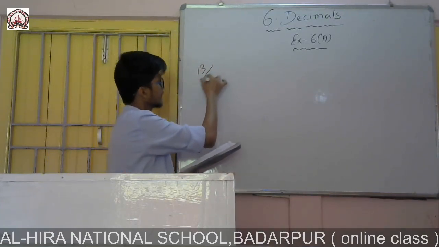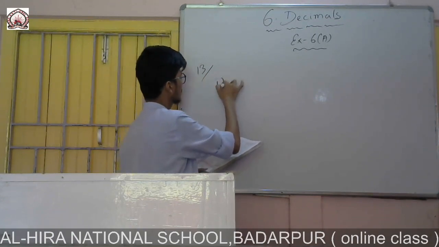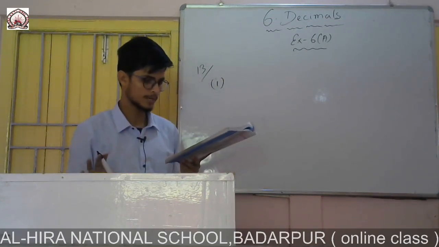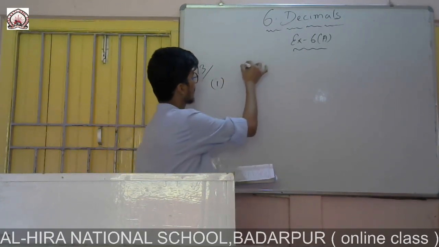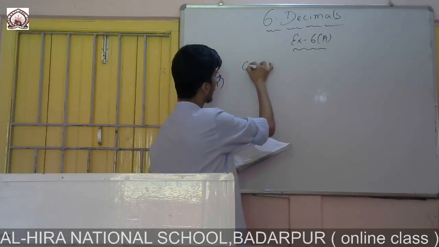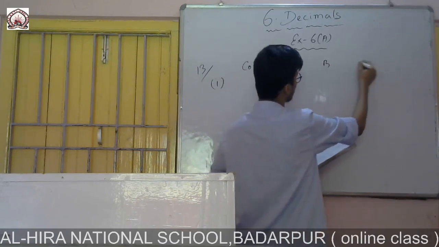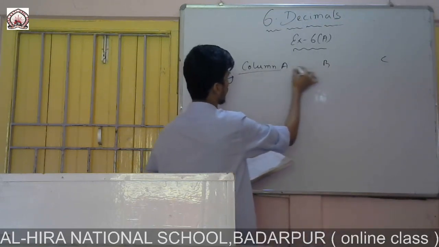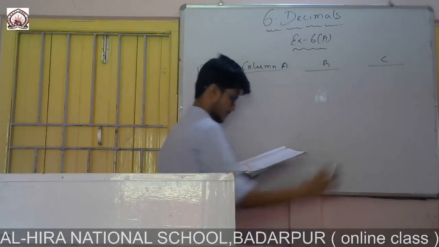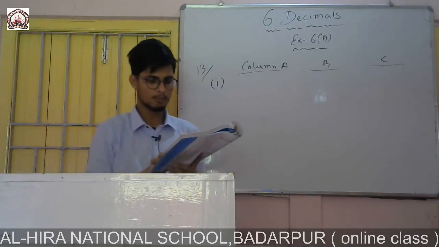Question number 13, Roman 1. You see, I'll simply write which one is matching. Column A, then it is B, and that one is C. So I'll directly write the answer. Okay. So question number 13, Roman number 1.